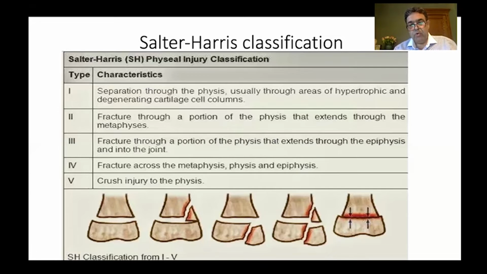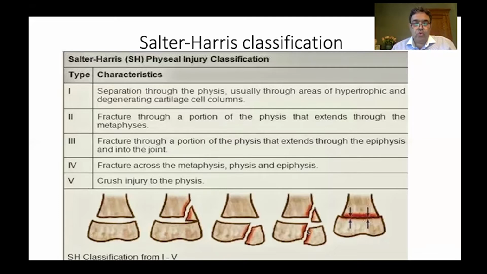Here in type 4, of course, it's more or less like in type 3. In type 4, we have a metaphyseal fragment, an epiphyseal fragment, and of course, complete disruption of the disc here. That's why a physeal bar, or bone union between the epiphysis and the metaphysis, may happen.